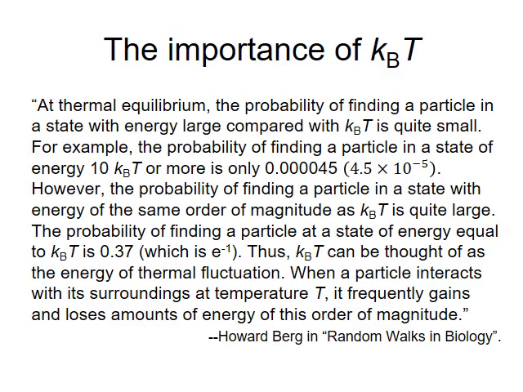Random walks in biology. You can read it for yourself, but the point that I want to get through to you is that Boltzmann's constant times temperature can be thought of as a measure of how much energy particles have. And when particles are interacting with each other, this amount of energy is usually how much energy they're going to be trading with each other. It's very unlikely that you're going to find a particle that has like 10 kT of energy. You're going to be much more likely to find particles that have around 1 kT of energy.